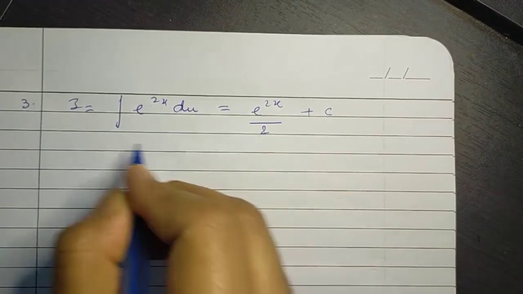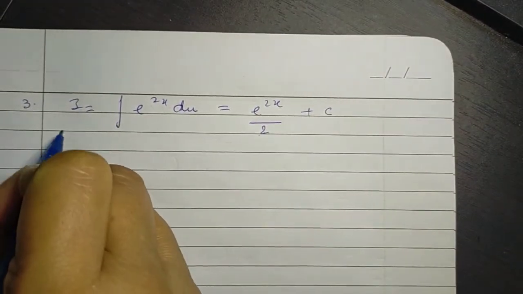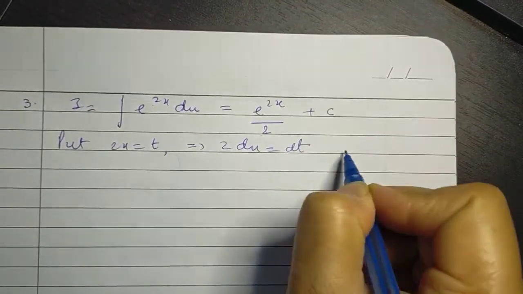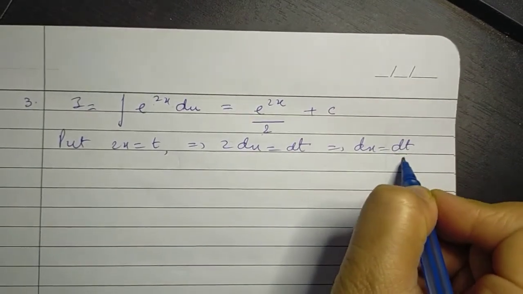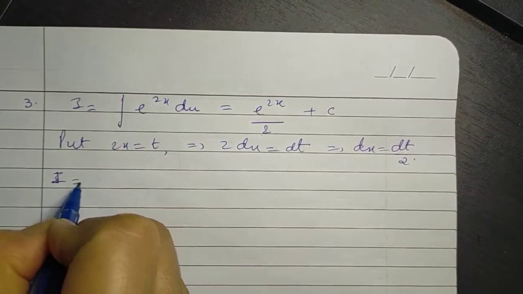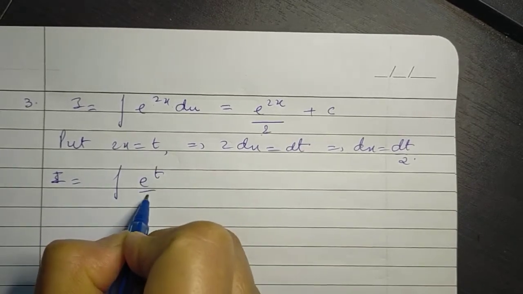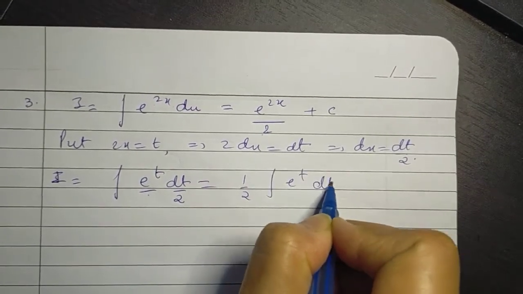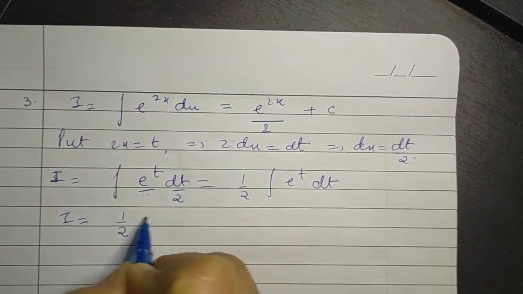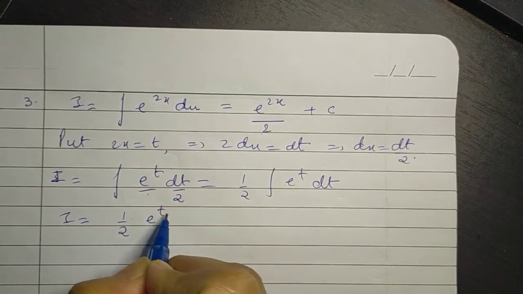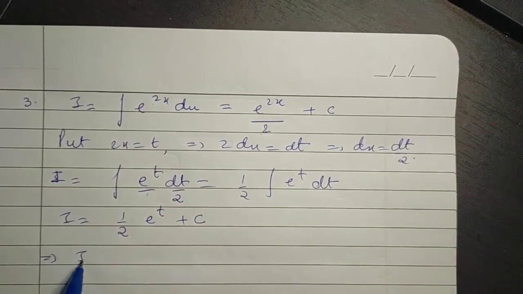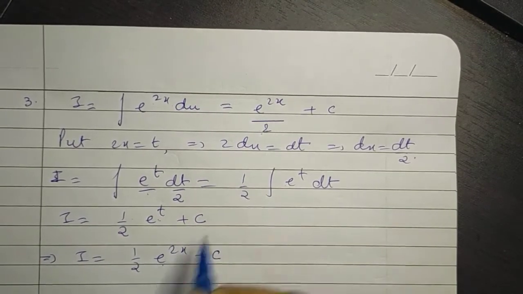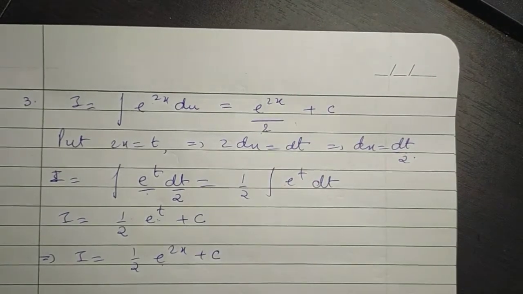This is the direct way. But if you make the substitution, put 2x as t, it gives us 2 dx is equal to dt, which gives us dx equal to dt by 2. So I comes out to be integral of e raised to the power t into dt by 2, which is half of the integral of e raised to the power t dt. The integral of e raised to the power t is e raised to the power t plus c. Replacing back t in terms of x, we get half e raised to the power 2x plus c, which is what we had got directly also.